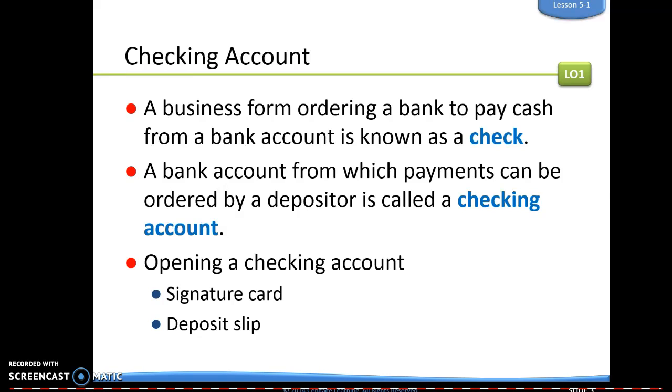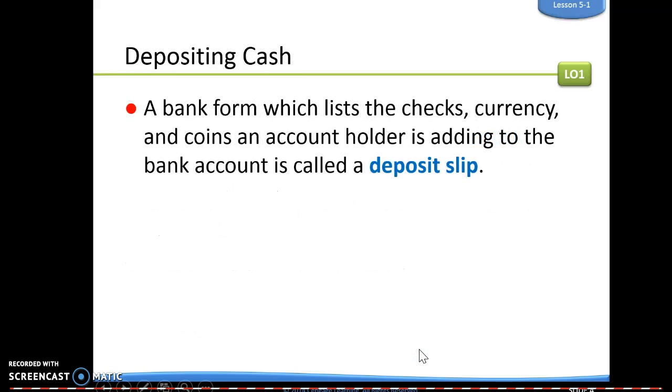Okay, so if we are going to open a checking account, there are 2 things that we would have. There's something called a signature card, and then also another thing called a deposit slip. So when we talk about a deposit slip, that's just a form which lists the checks, currency, and coins an account holder is adding to the bank account. So when we go in and we deposit cash, we are going to fill out a sheet that says, okay, we have this many coins, or this many dollar bills, or this much in checks. It's just a receipt. It's evidence of what is being deposited into the account.